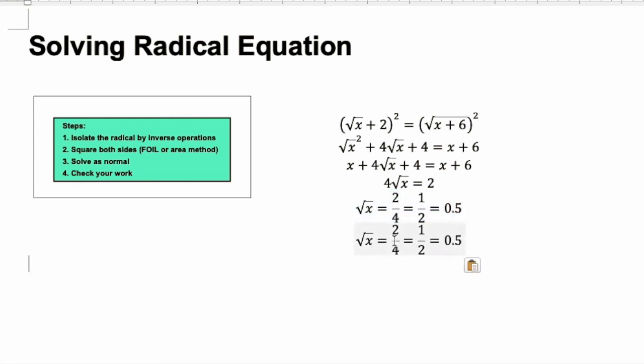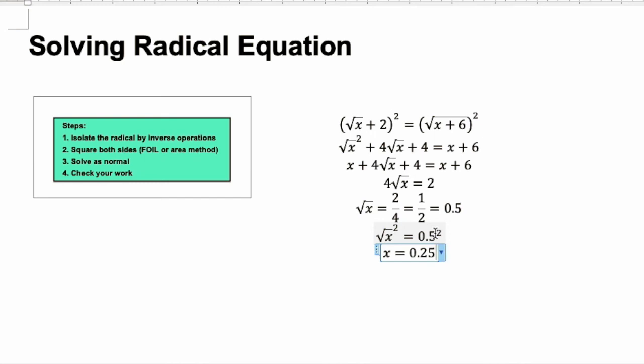Well, at this point, we can solve this one out. You were able to solve this one out before you met me. Just square both sides and see what happens. On this side, you're going to just be left with x, and over here it's 0.25. Remember, half of a half is a quarter.